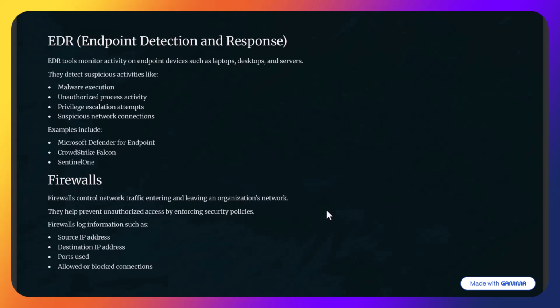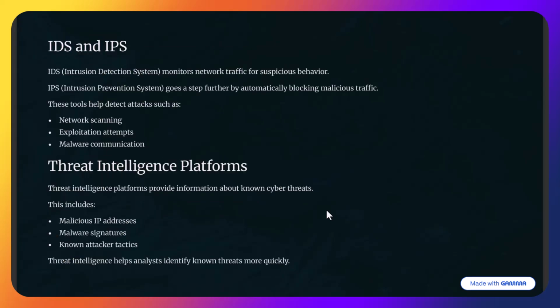Now let's go to firewalls. Firewalls control network traffic entering and leaving an organization's network. They help prevent unauthorized access by enforcing security policies. Firewall logs record information such as source IP address, destination IP address, ports used, and allowed or blocked connections.